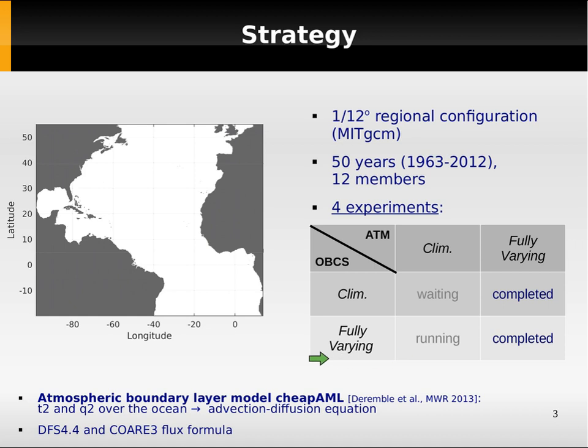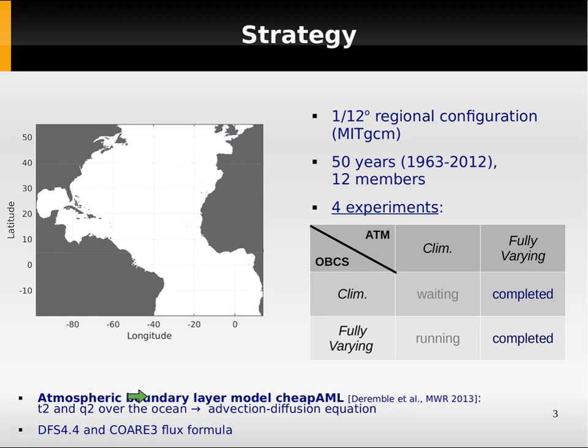A little bit of detail on the configuration. The ocean model is coupled to an atmospheric boundary layer model named ABL. The philosophy of this model is that over the land, all atmospheric fields (temperature, humidity, wind, radiative fluxes, and precipitation) are prescribed. But over the ocean, the temperature and humidity in the atmosphere are free to evolve, following an advection-diffusion equation. The fluxes between the atmospheric boundary layer model and the ocean are computed following the CORE 3 formulation. All the atmospheric data have been provided by DFS 4.4.